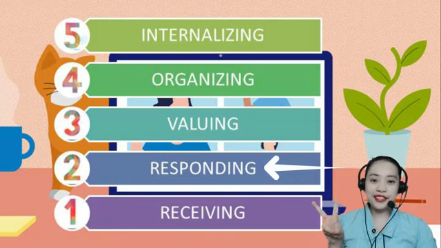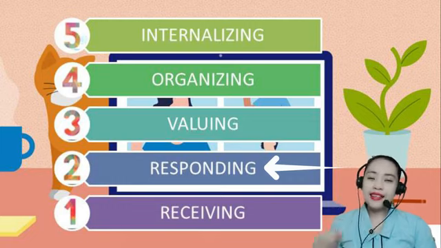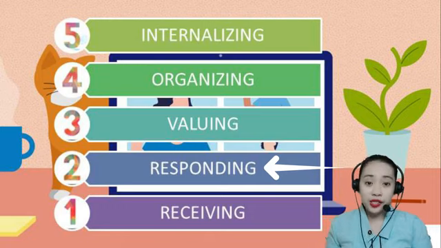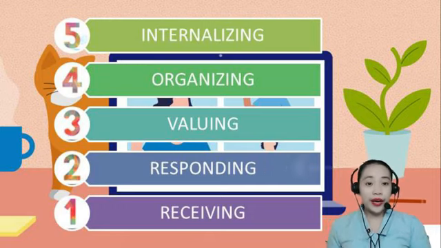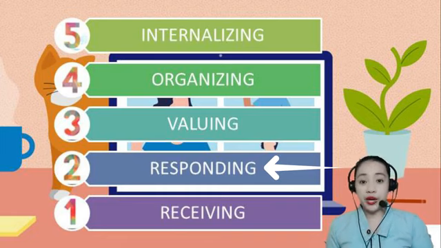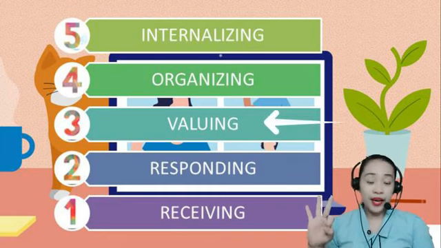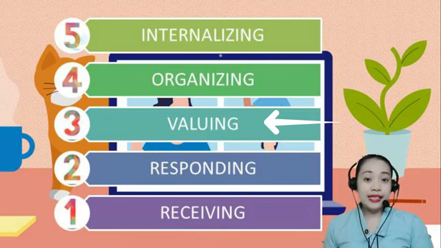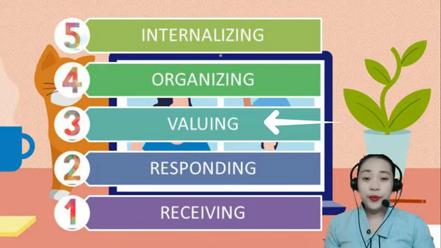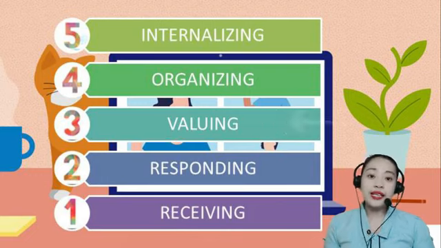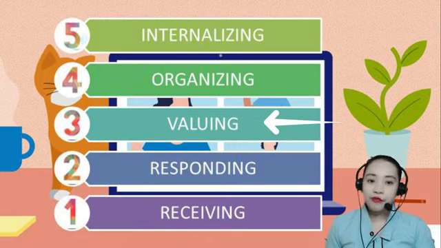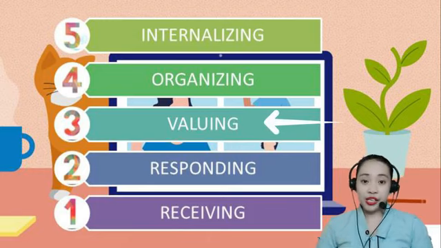Second level of affective domain is responding. This level involves actively participating in the learning process. You are not only aware of a stimulus, but you react or respond to it in some way. Third level is valuing. It is the ability to see the worth of something and express it. Valuing is concerned with the worth you attach to a particular object, phenomenon, behavior, or piece of information.